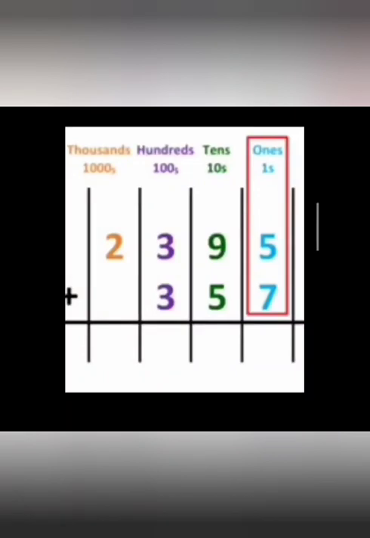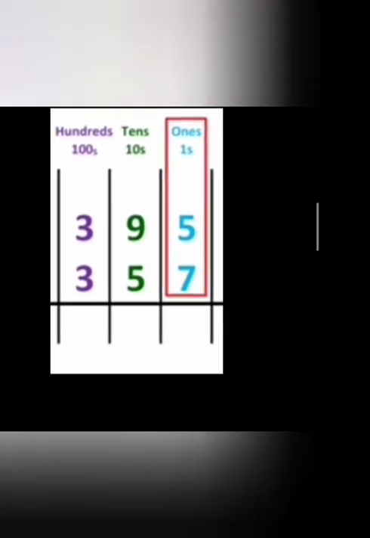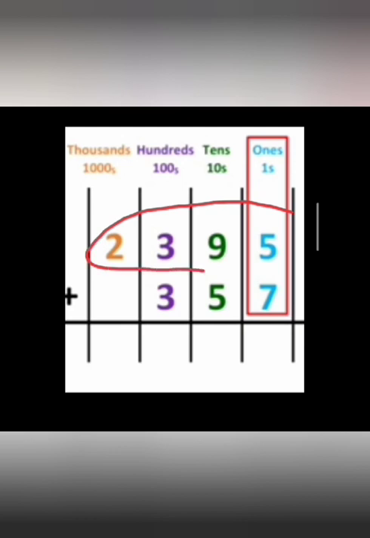Look at this question, children. The first number is a 4-digit number, 2395. It should be added with a 3-digit number, 357. If you want, you can put a 0 here to avoid any confusion of addition between a 4-digit and a 3-digit number.